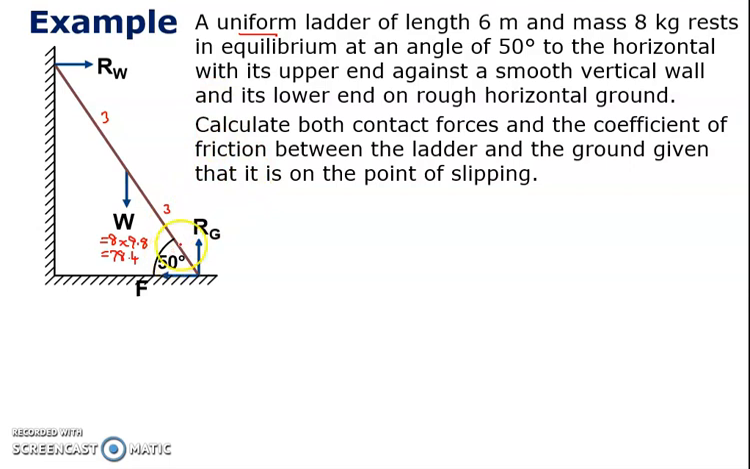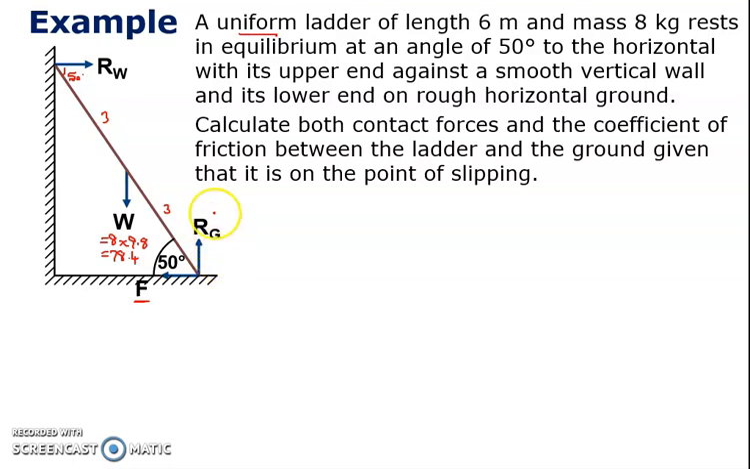It obviously says this is a 50 degree angle, and by alternate angles this is also 50 degrees up here. Just doing again a few more sums. That's that angle there because it's alternate to that. A smooth vertical wall, as I said, and a lower end on a rough horizontal ground. That's why we've got the friction here, because it's rough. Calculate both contact forces and the coefficient of friction.